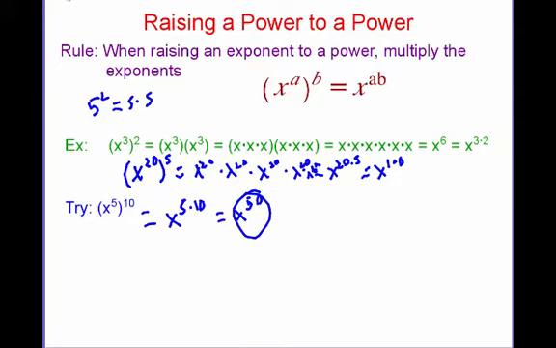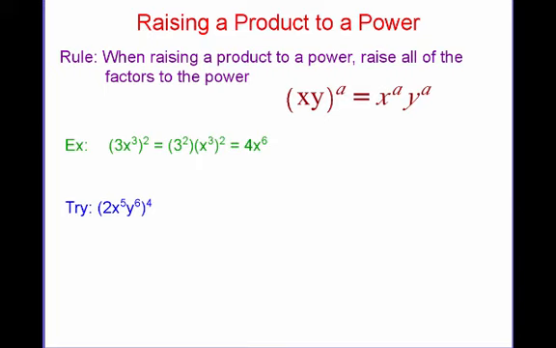All right, let's look at our second rule for today: raising a product to a power. When I raise a product to a power, I simply raise all of the factors to that power. All the factors meaning everything that's being multiplied together. For example, if I have xy raised to the a power, that's x to the a power times y to the a power. I raise both of these to that power.